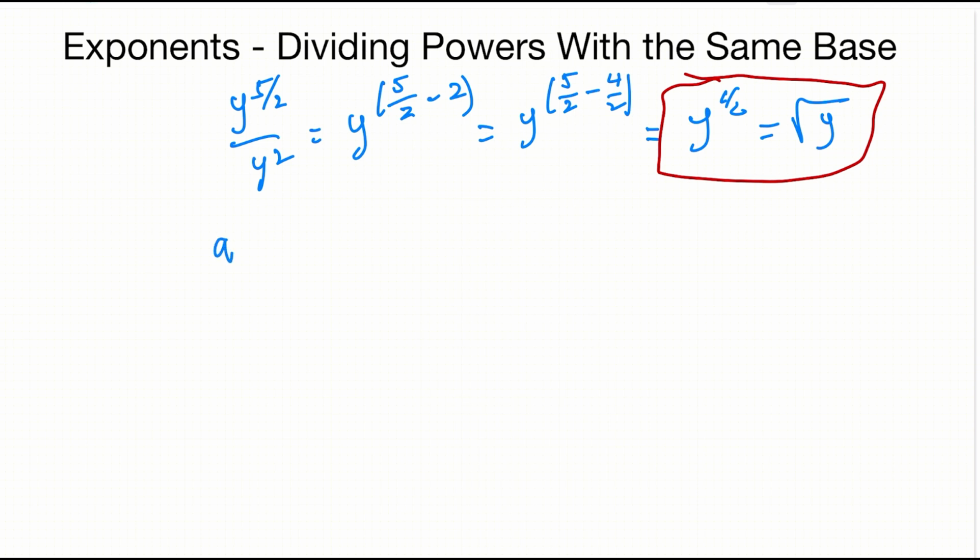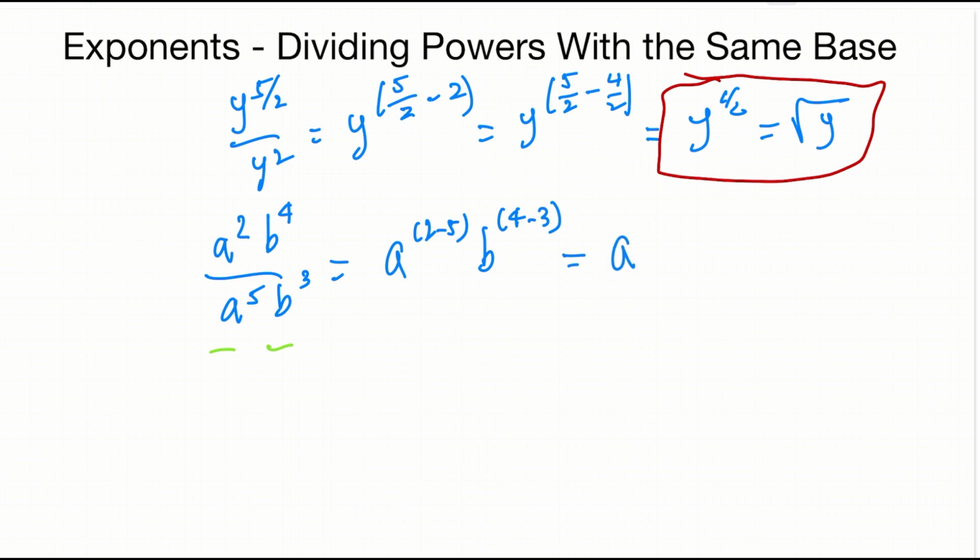Let's look at this example. a squared b to the 4th divided by a to the 5th b to the 3rd. In this case, we have two bases, a and b, so we can break these up since they are multiplication. So we've got a to the 2 minus 5 times b to the 4 minus 3. Now, a becomes 2 minus 5, so that's minus 3, and b is 4 minus 3, that's 1.